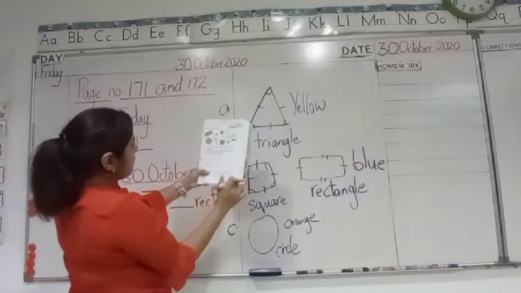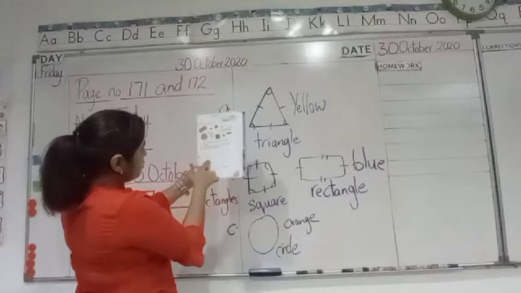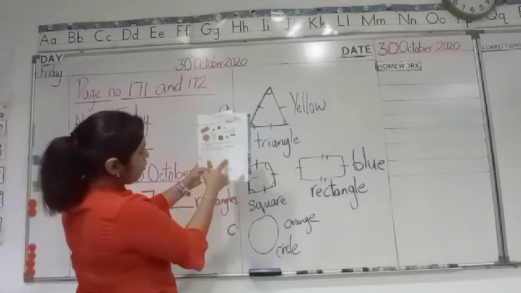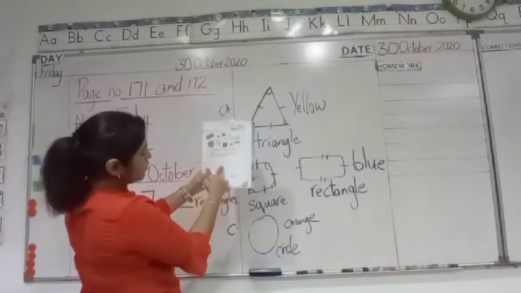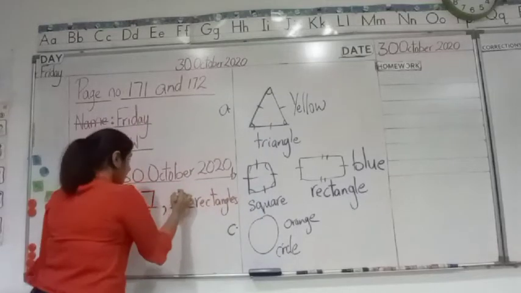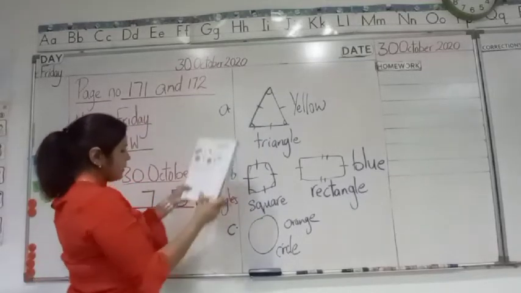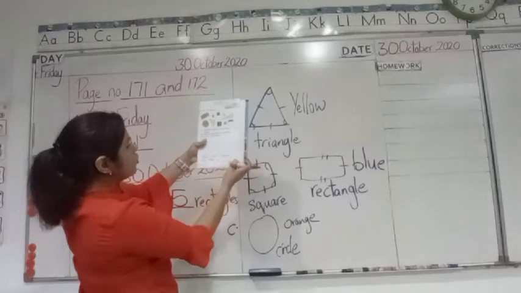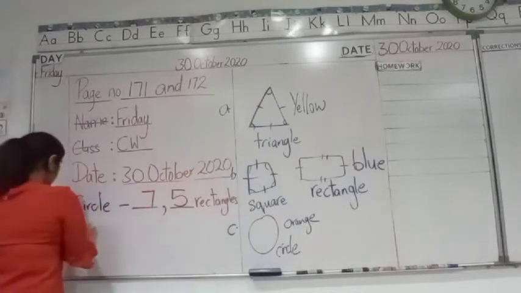So how many rectangles are there? 1, 2, 3, 4, 5. There are 5 rectangles. And how many triangles?